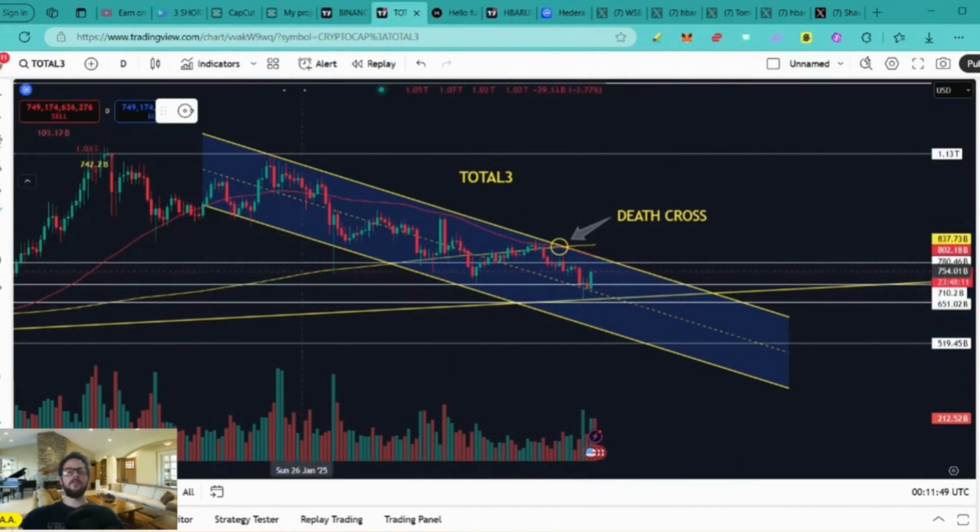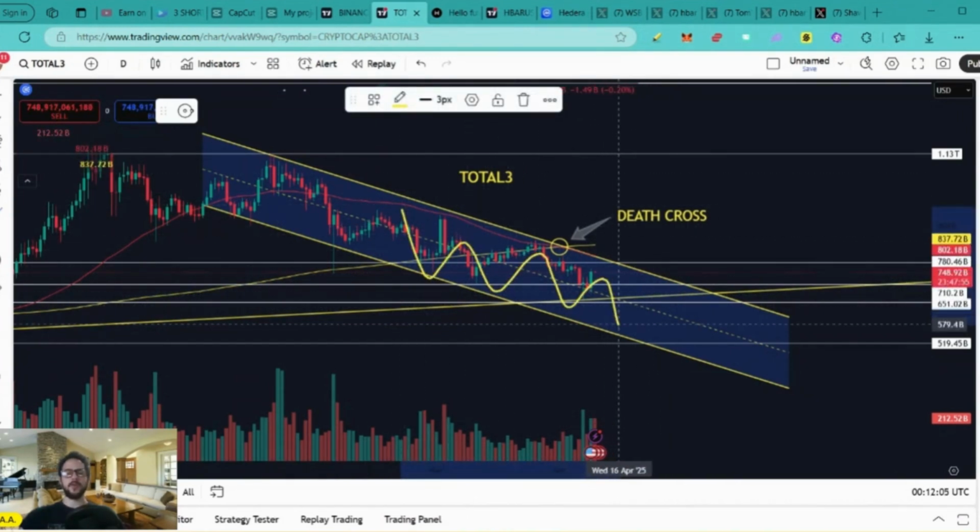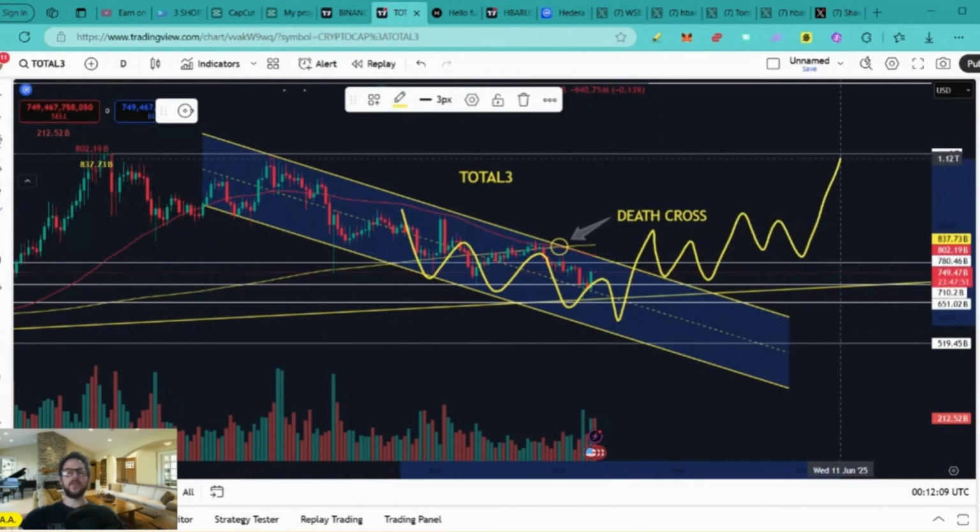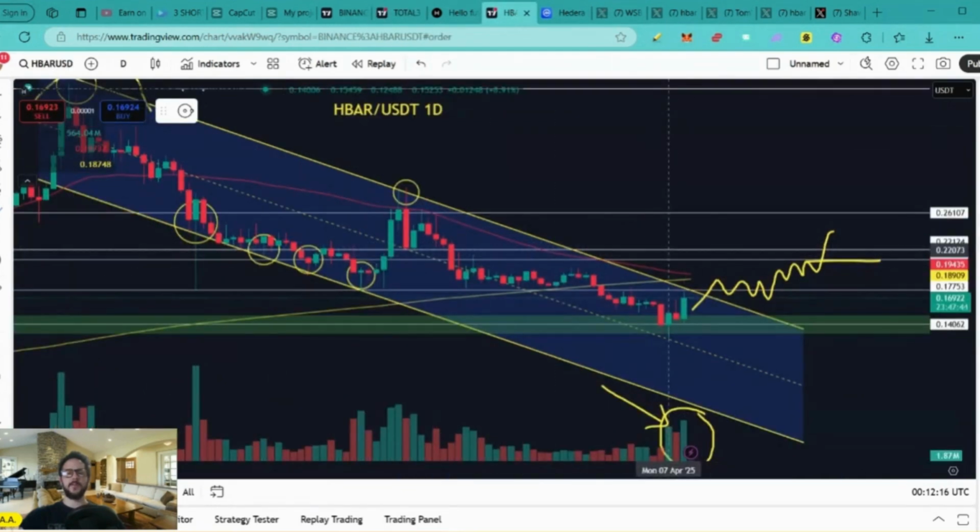But anyway, this is a falling channel. And again, these falling patterns have a very high chance of breaking to the upside. The real fun will begin when this total 3 breaks out of this downtrend. This is when altcoins are going to start performing the way that we want them to perform, just like HBAR. By the way, HBAR is one of my favorite tokens, guys.